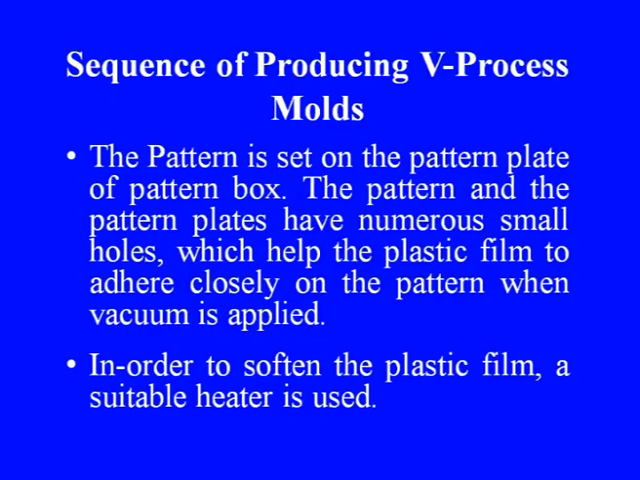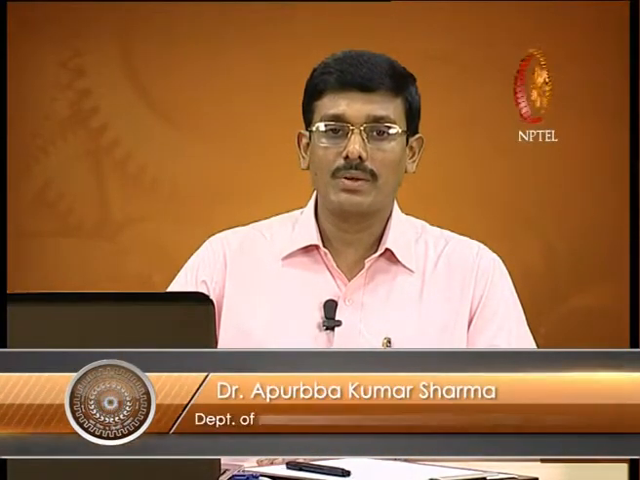Now let us see the sequence of producing V process molds. First, the pattern is set on the pattern plate of pattern box. The pattern and the pattern plates have numerous small holes which help the plastic film to adhere closely on the pattern when vacuum is applied. In order to soften the plastic film, a suitable heater is used. The pattern is wrapped by a softened plastic film. The suction of vacuum takes place through the vents and the plastic film adheres very close to the pattern.